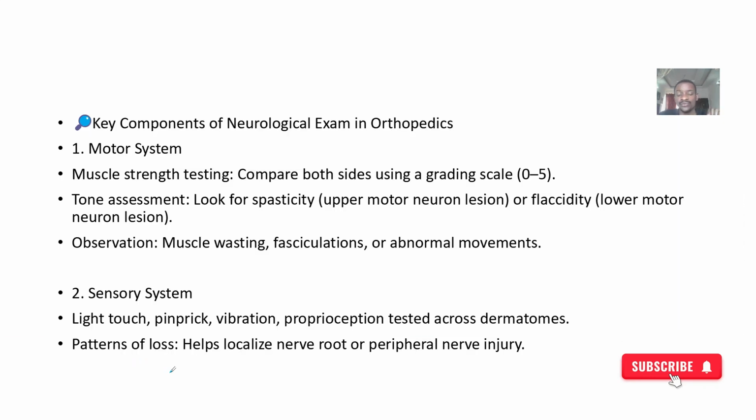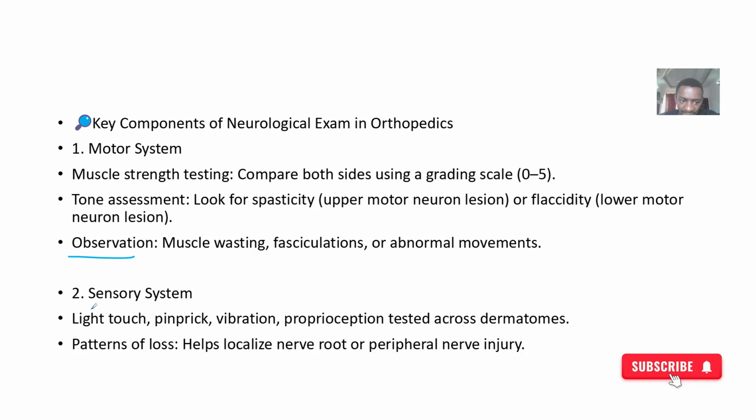So the key components of neurological examination in orthopedics: first is the motor system. So muscle strength testing, right? You compare how strong somebody's muscles are. Then tone assessment and observation, where you're trying to look at muscle wasting, fasciculations, and abnormal movements.